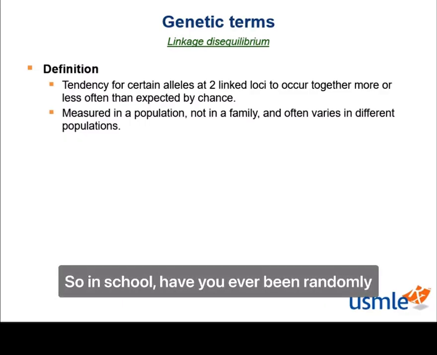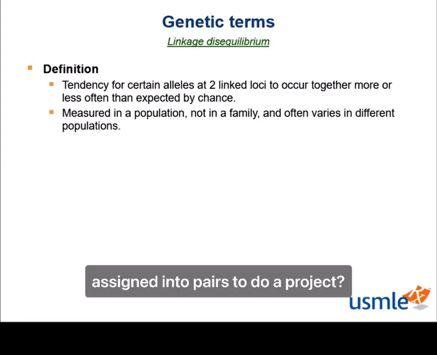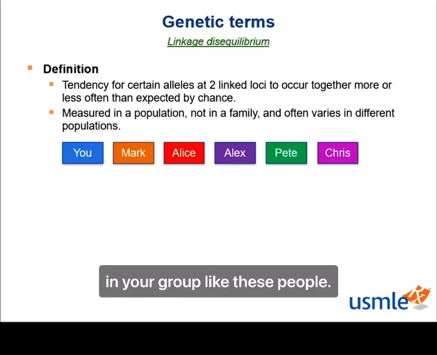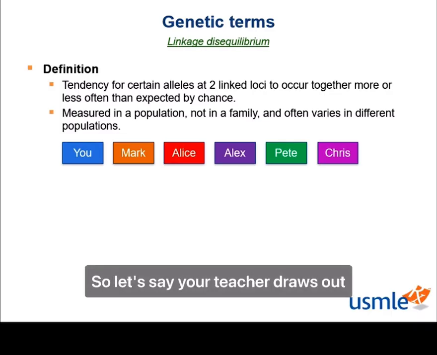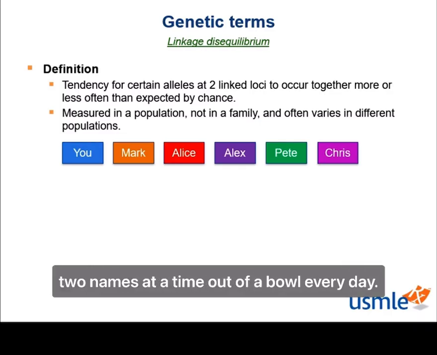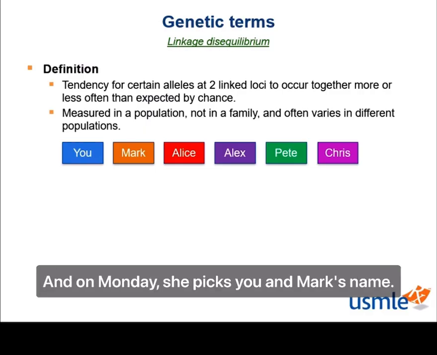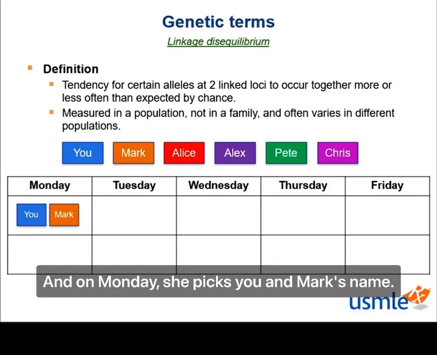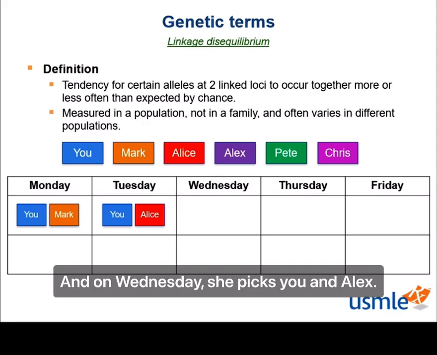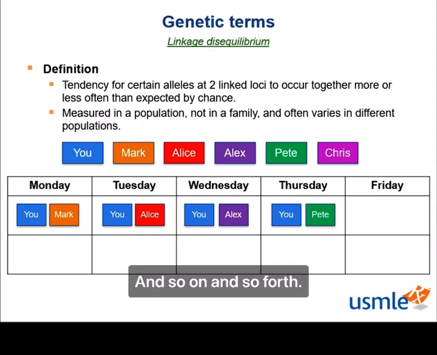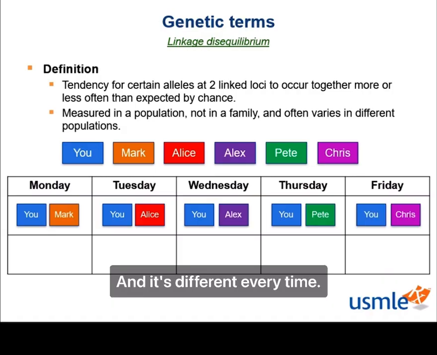So in school, have you ever been randomly assigned into pairs to do a project? So let's say there's 6 people in your group, like these people. So there's 5 different people you can work with. So let's say your teacher draws out 2 names at a time out of a bowl every day. And on Monday, she picks you and Mark's name. And on Tuesday, she picks you and Alice. And on Wednesday, she picks you and Alex. And so on and so forth. And it's different every time.